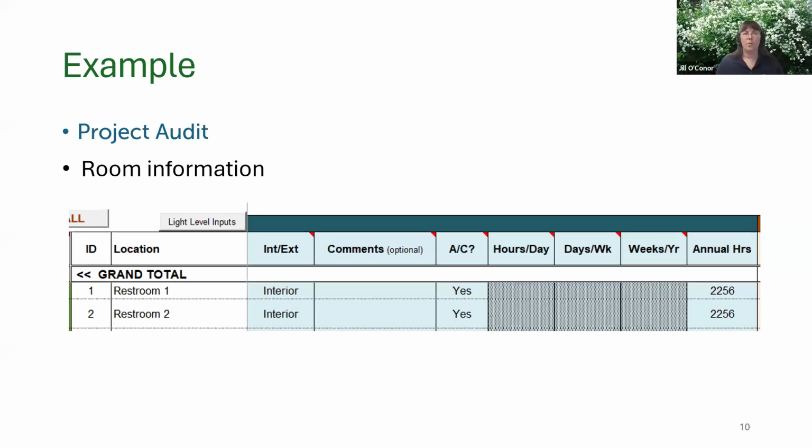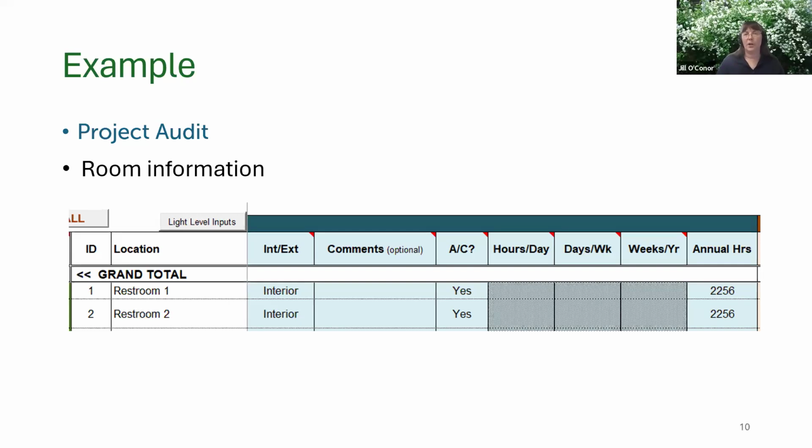So for the room information, you could put in the room name. You would select whether it's an interior or exterior space. If you want to add in any comments such as, this has way too much light in it and we need to reduce the light levels, that's a great thing for us to know. Or vice versa, this only has one fixture in it and it's way underlit, we need to really increase the lights. We definitely want to know that because that will help us evaluate this a little bit better.